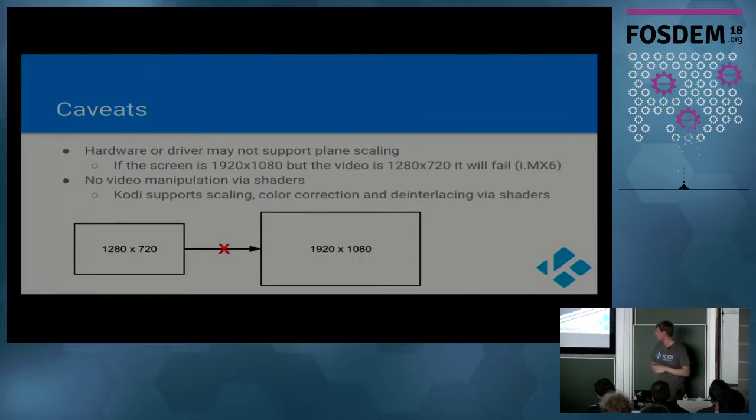There are some other issues with doing this, of course, that I've run into using all the various hardware that I have. The IMX6 device in particular has a hardware scaler, but it's not plumbed into the DRM pipeline. So unfortunately, there is no plane scaling. You cannot play a 720p video on a 1080p screen on the IMX6. It'll just say there's a size mismatch and it'll fail. But on Rockchip and the Dragon Board, it works just fine.